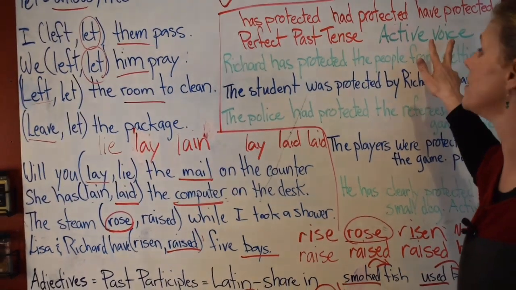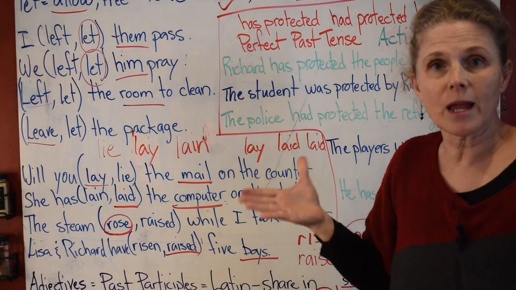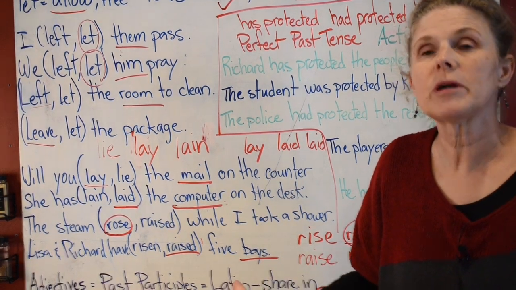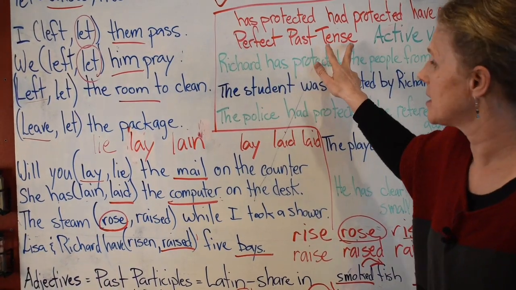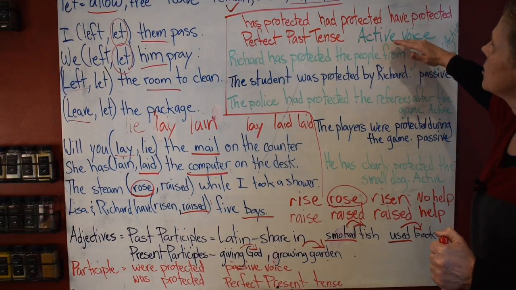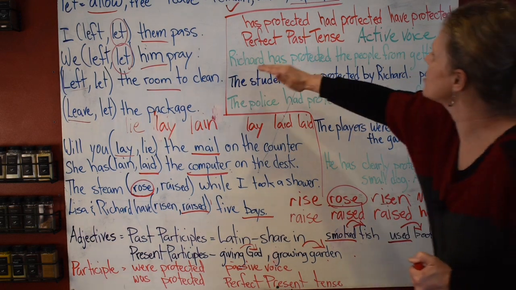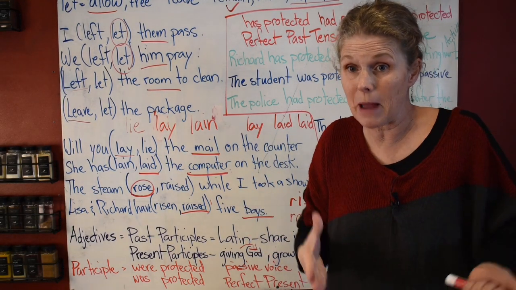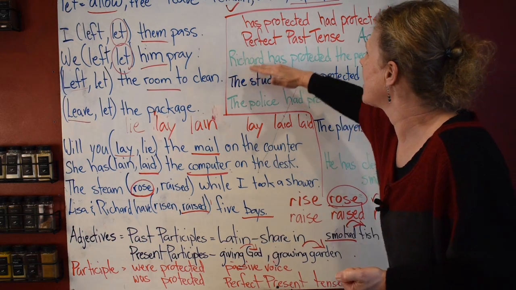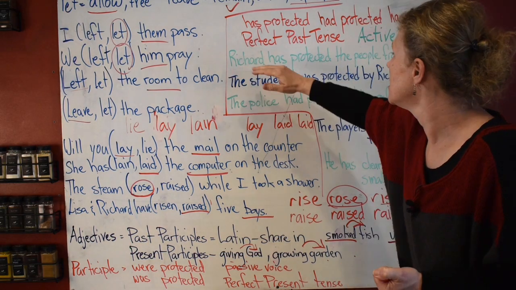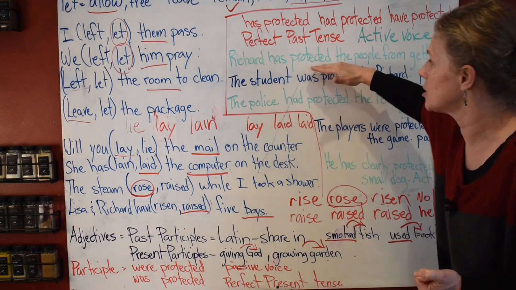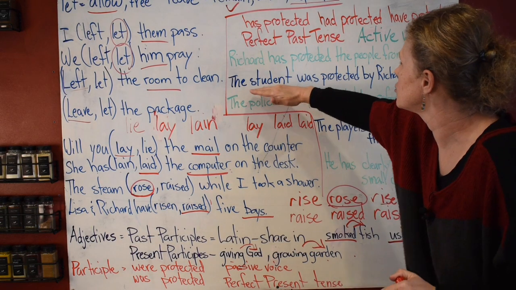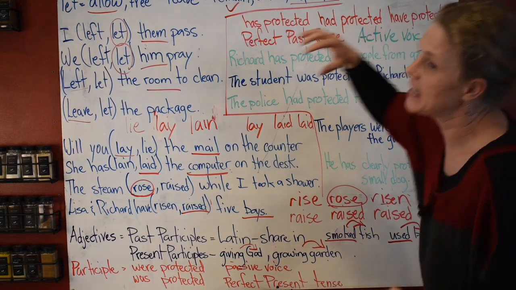That is so fun because so many people say, I want to write more in the active voice, but they don't know how. But if you can understand your perfect tenses, the green are going to be active and the blue are going to be passive. Richard has protected the people from getting hurt. Now remember the difference between active and passive. Active means that the person, the subject, is actually doing the action. And if you want it in the passive voice, that means the subject is receiving the act.